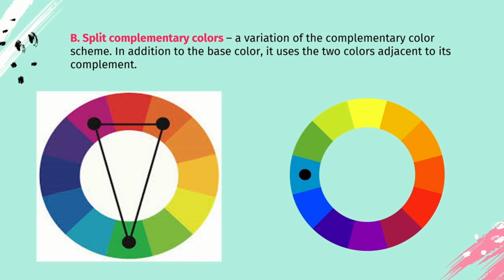So let us have another example. Let us have the color blue. So the complementary color of blue is orange. So you're going to look for the split complementary color. So the adjacent colors of orange are light orange and red.